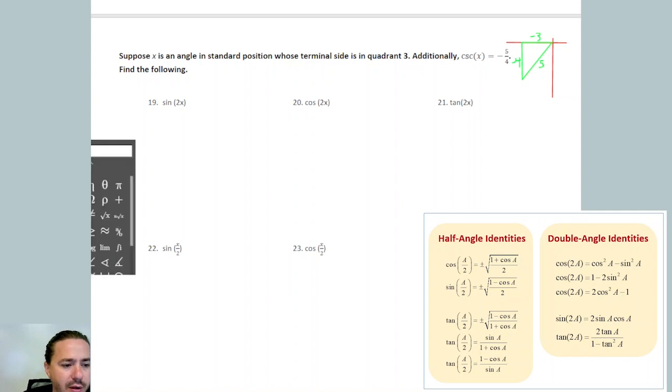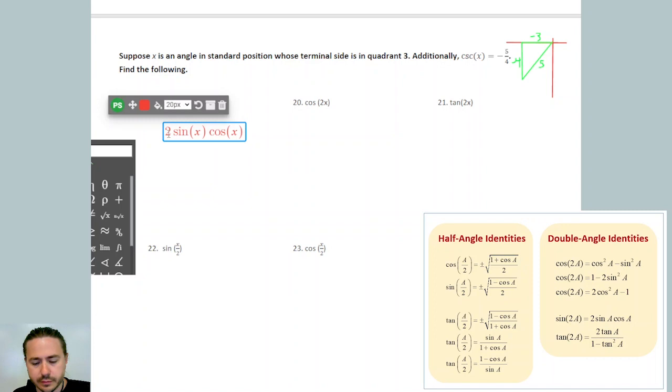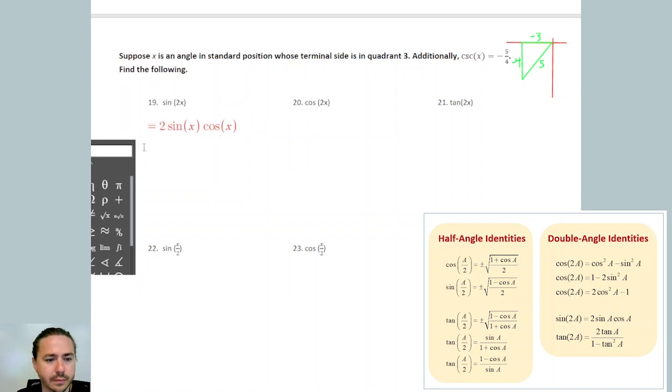So for sine of 2x, looks like sine of 2x is going to be 2 times sine x times cosine x. So sine x is going to be opposite over hypotenuse, so it'll be negative 4/5.